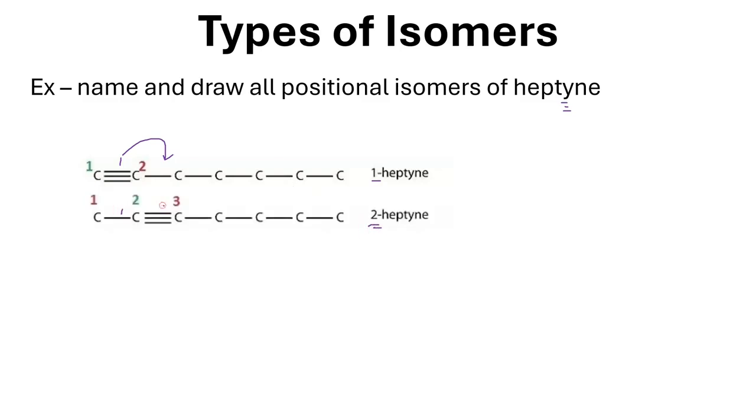So that would be our first bonding spot. That's our second bonding spot. Again, not to be confused with first, second, and third carbons. And then our next answer is going to be 3-heptyne. Again, you can see we've moved over one more spot. You're probably wondering, is there a 4-heptyne? And the answer would be no. There would be no 4-heptyne because it would be the exact same as 3-heptyne. It would just be flipped over.